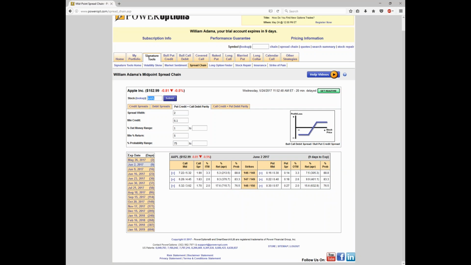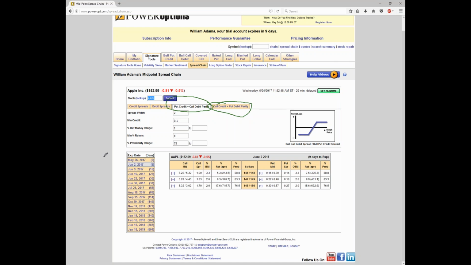So when you've decided to do a directional vertical spread, the spread chain tool, you already know the stock, whether you read about it in the news, a friend recommended it to you, it's something you've been following, whether you're bullish or bearish, the parity views here allow you to compare which spread, debit or credit, will likely give you the best bang for the buck using the midpoint prices.